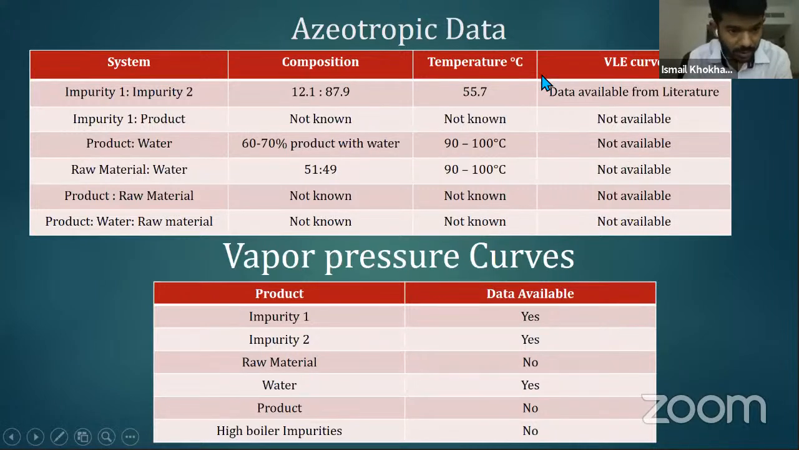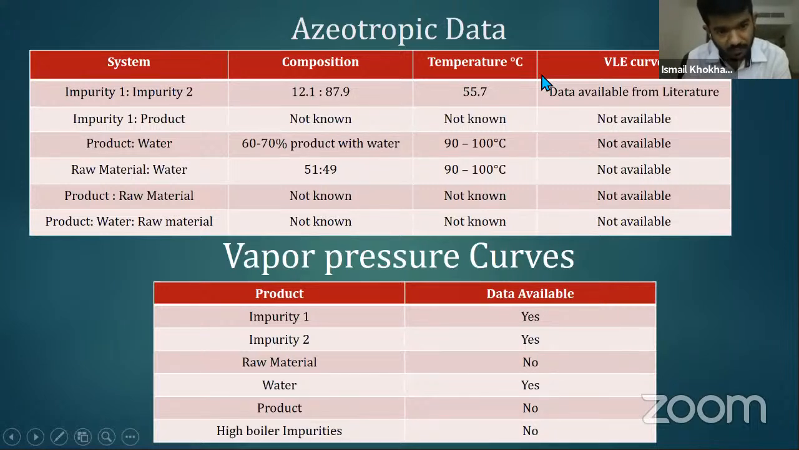But impurity 1 was still left in the system, and whether it was forming an azeotrope with the product or not, we didn't know. So the composition was yet unknown, the temperature was not known, and there was no VLE curve. So we had to generate that VLE curve.